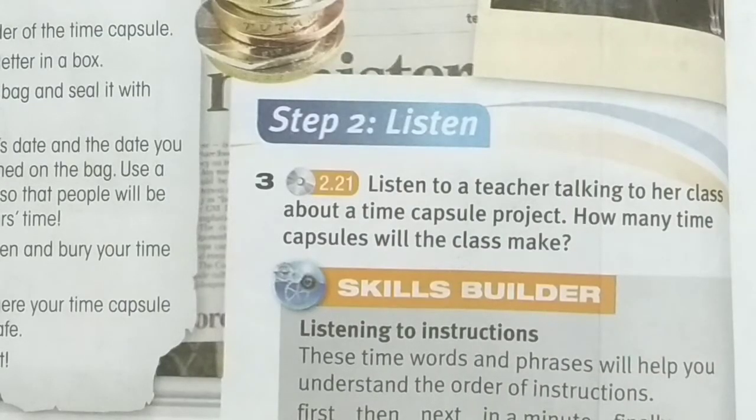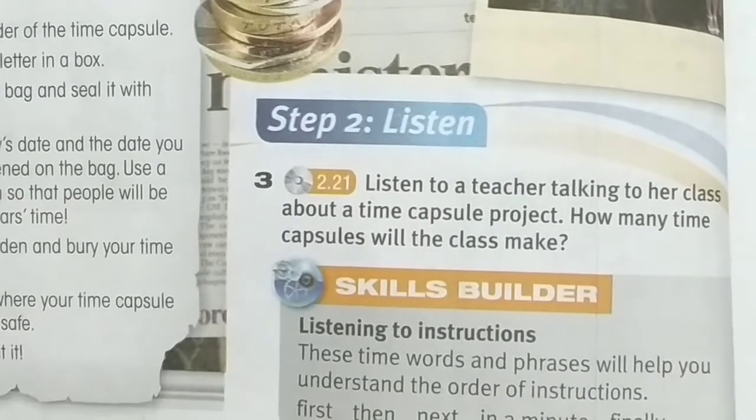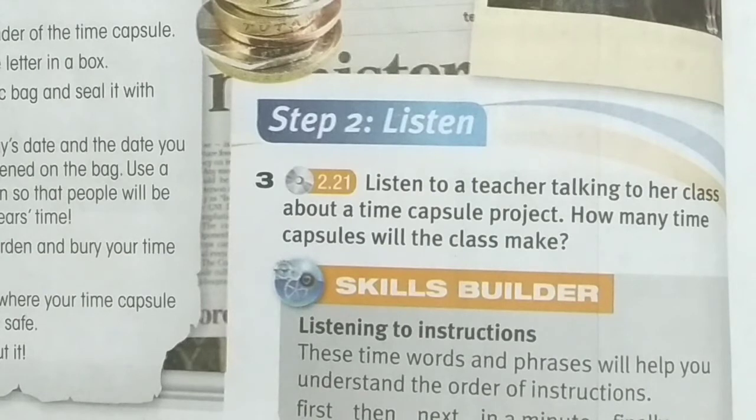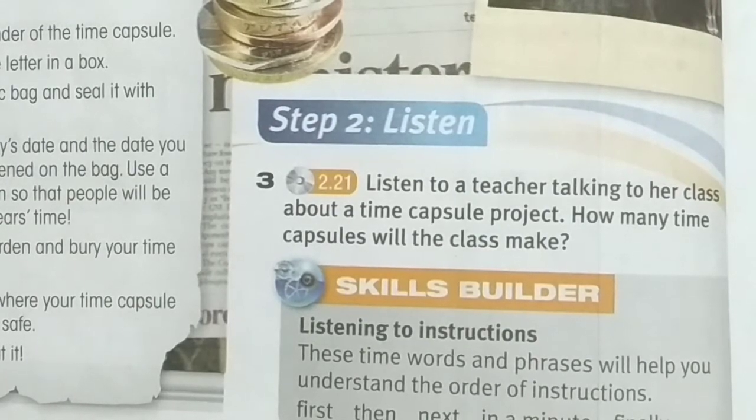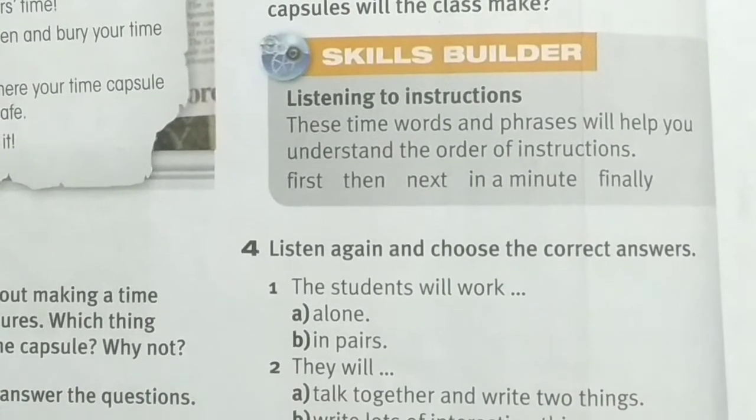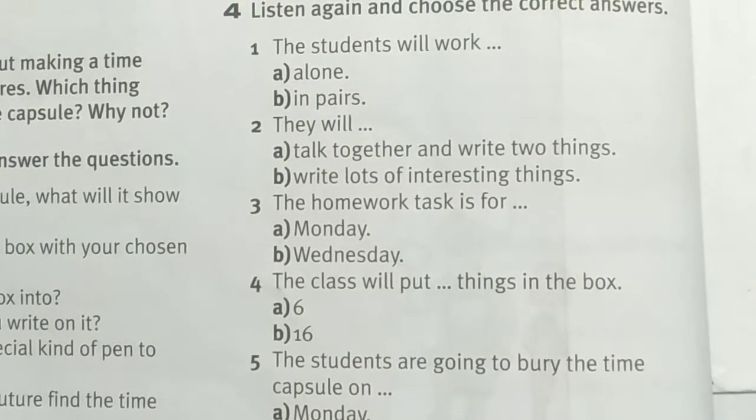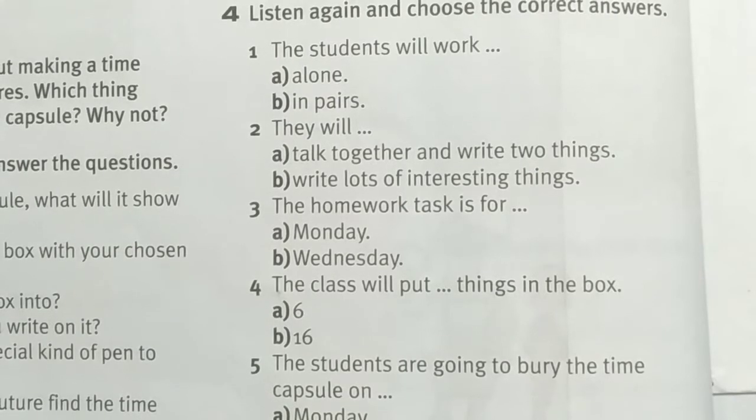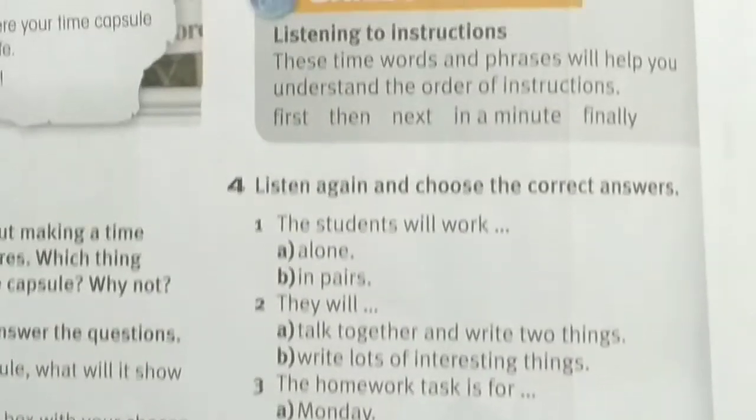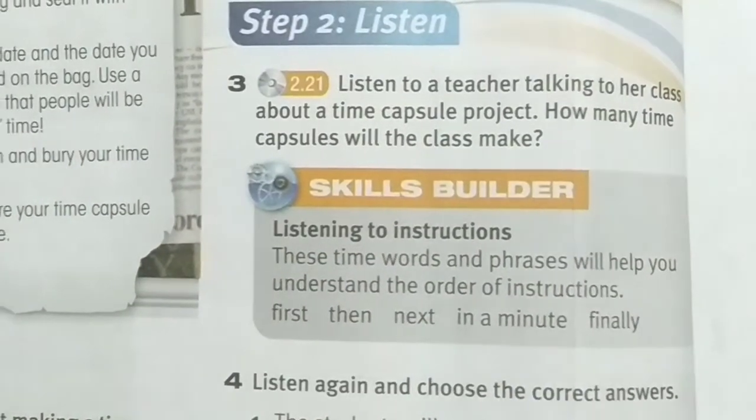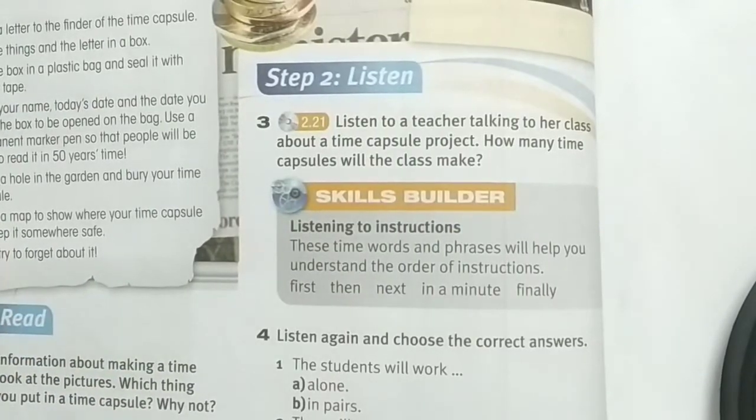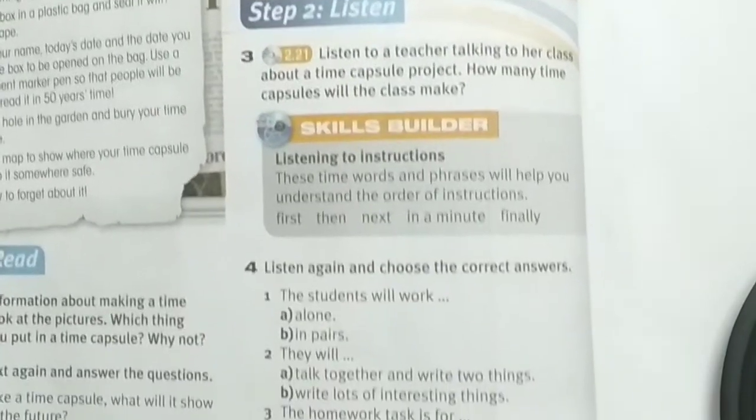Coming to exercise 3. Listen to a teacher talking to her class about a time capsule project. How many time capsules will the class make? And before I read the audio script for you, let's get familiar with the questions in exercise 4 as well, because you are required to listen to the audio script and choose the correct answers. Now there are 5 questions here. Alright, so you get familiar with the questions here before you put down the correct answers. Alright. I shall read the audio script right now, so listen carefully.